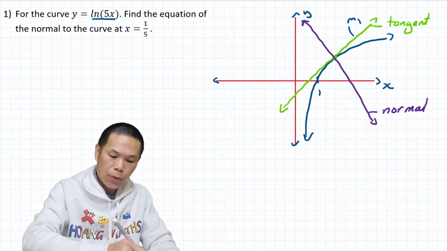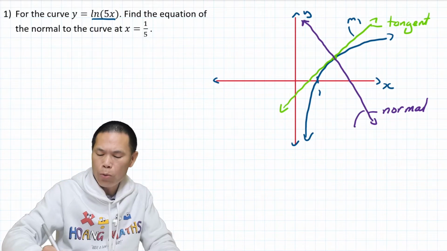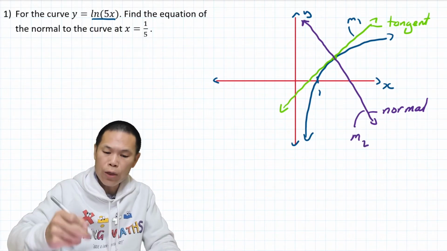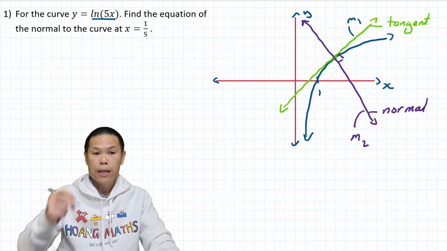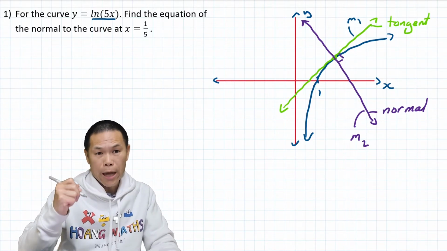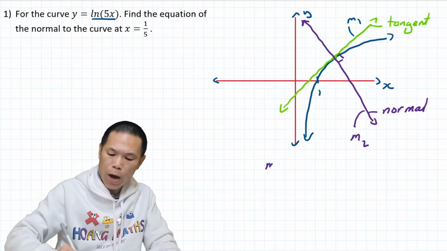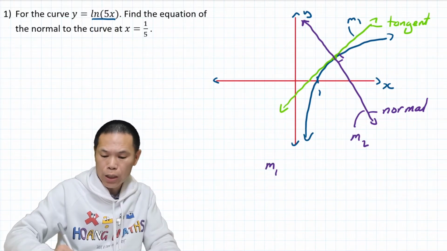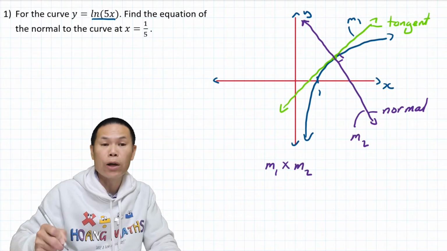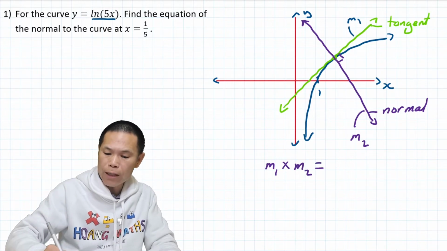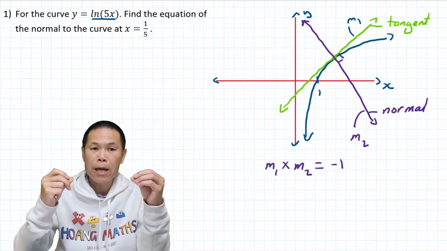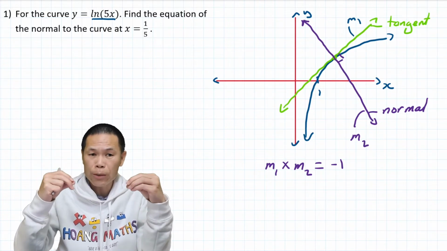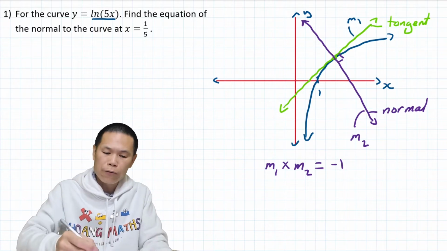And then from there, we can find the gradient of the normal, which is m2. We know that this is the normal, which is 90 degrees to the tangent. They are perpendicular, if you like. And the rule is, m1, the gradient of the tangent, times m2, the gradient of the normal, gives us -1. So now what we do is exactly the same as finding the equations of the tangent.